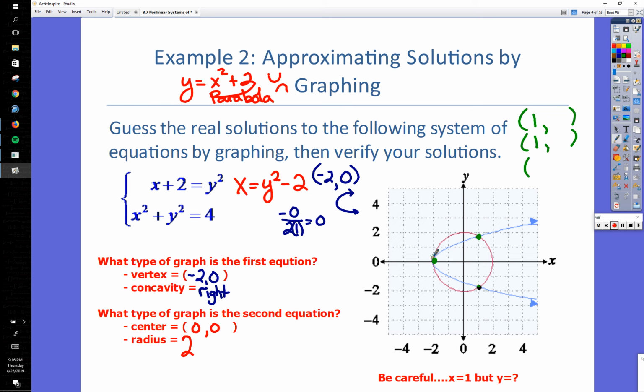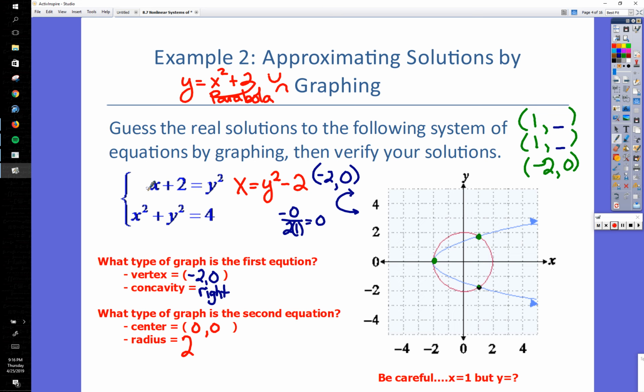Then the third point is this one over here. Well, that's our vertex, so that's -2, 0. So that one's not too bad. But we really need to find these y values. Okay, just think to yourself, if I know the x value, what can I do to find a y value? And that goes back to a substitution. And so we can go into either one of these two.